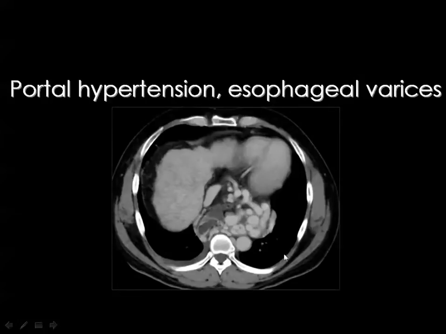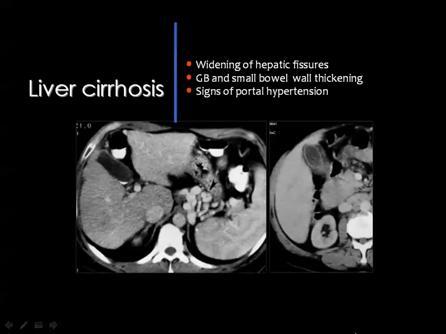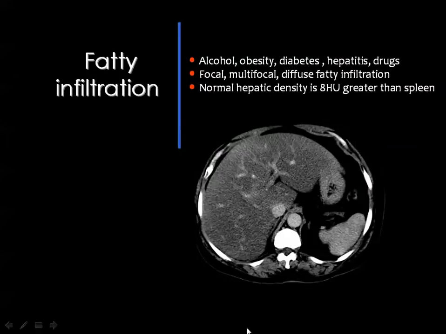And this is huge esophageal varices seen by axial CT scan at the lower end of the esophagus. You see the markedly dilated tortuous collateral venous channels. Then some of the findings of cirrhosis also include widening of the fissure, with the fissure for the ligamentum teres, the gallbladder and the small bowel wall thickening. Sometimes you see this, and of course the signs of portal hypertension in the form of dilated portosystemic collateral venous channels.